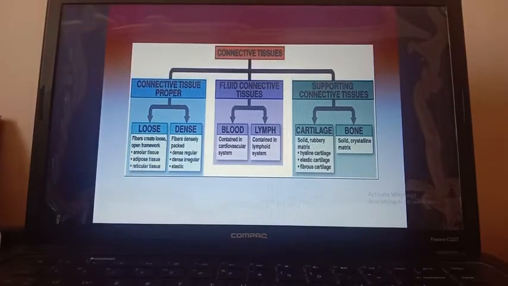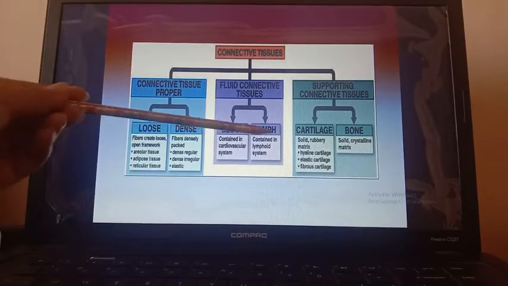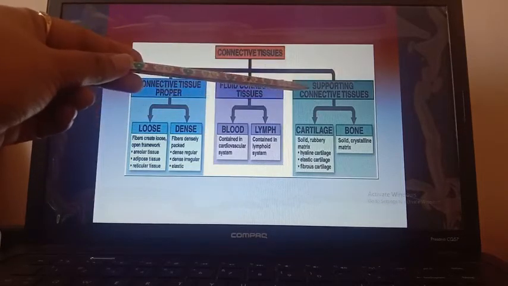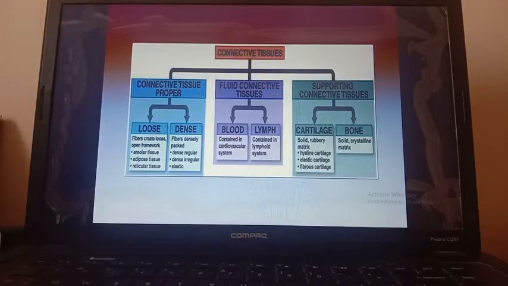Connective tissue proper is of two types, loose and dense. Loose connective tissue proper is mainly areolar tissue and adipose tissue. Dense connective tissue is mainly ligaments and tendons. Now, vascular tissue or fluid connective tissue is again divided into two types, blood and lymph, and supporting connective tissue or skeletal connective tissue is divided into two types, cartilage and bone.